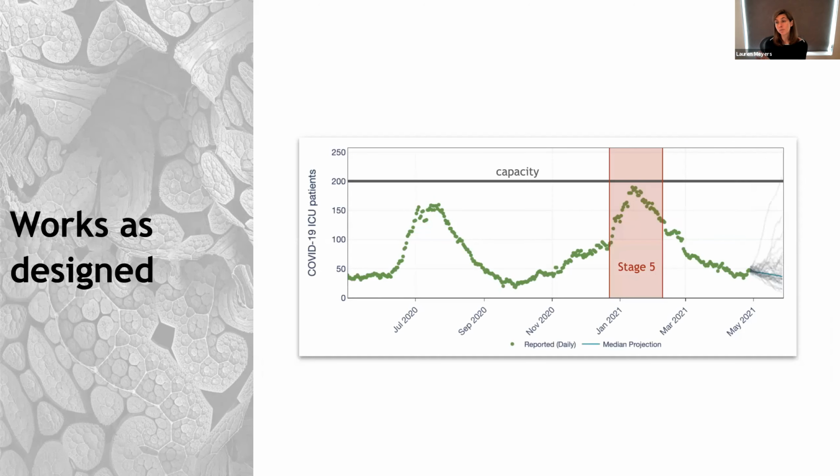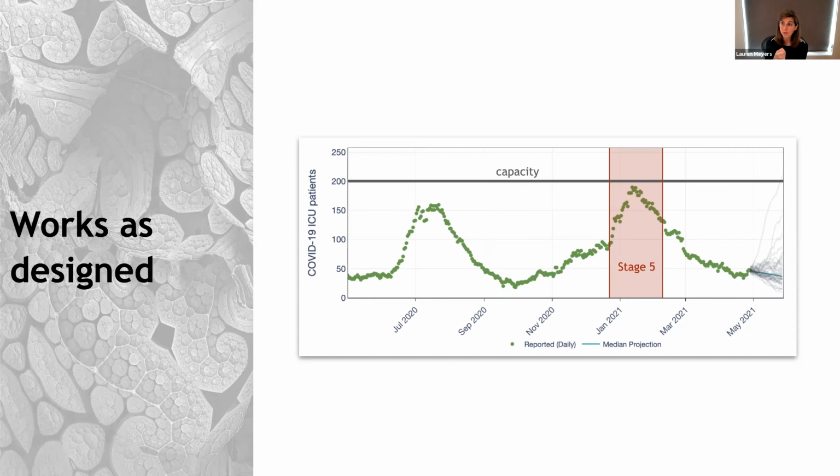So as we look back anecdotally, it seems like the policy worked as designed. We only went into one stage 5 restrictive measure during our winter surge, and it had the desired effect of curbing our local transmission so that our ICUs did not exceed capacity. That horizontal line at 200 is our estimated capacity. And you can see we just narrowly averted overwhelming it. And that's really what the policy was designed to do.